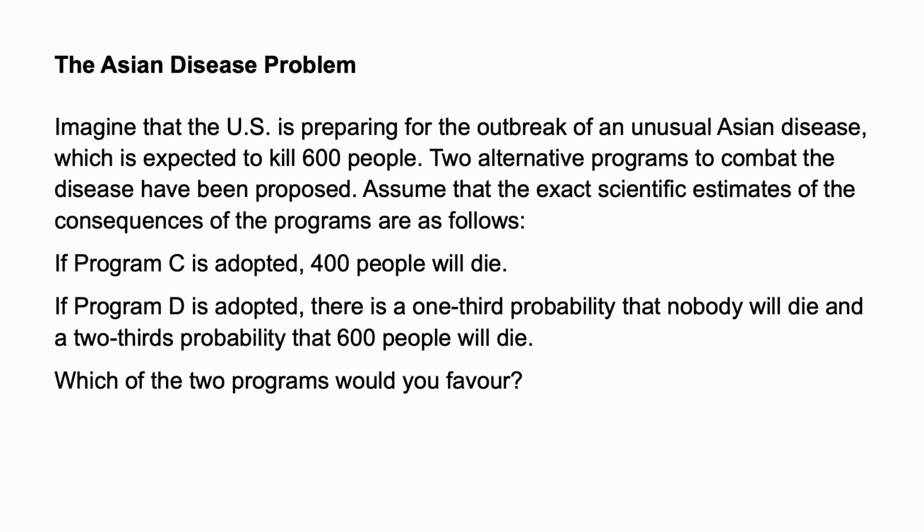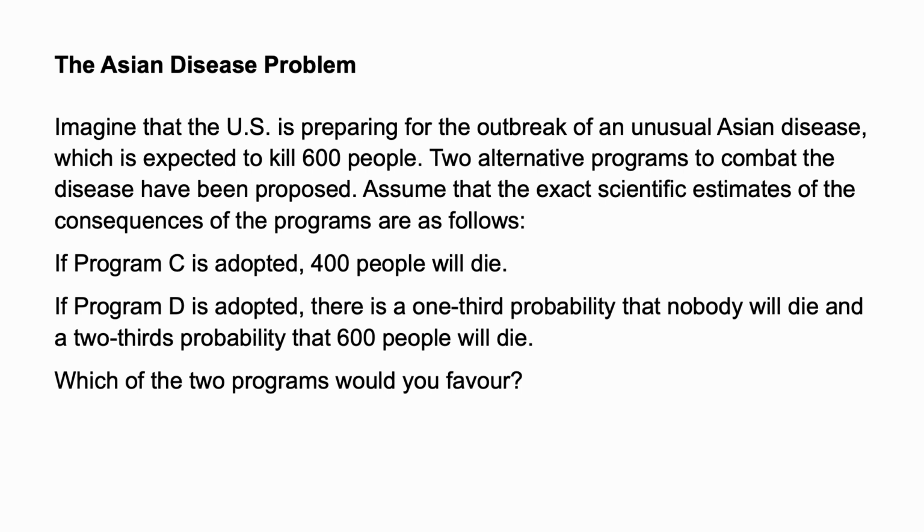Another group of experimental participants was shown the following. Imagine that the US is preparing for the outbreak of an unusual Asian disease, which is expected to kill 600 people. 2 alternative programs to combat the disease have been proposed. Assume that the exact scientific estimates of the consequences of the programs are as follows. If program C is adopted, 400 people will die.